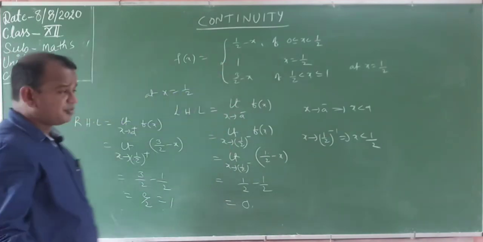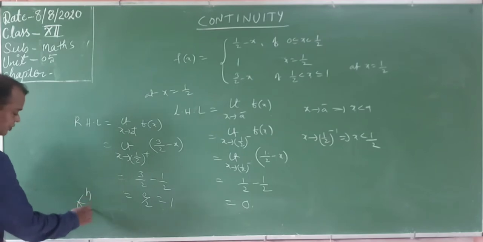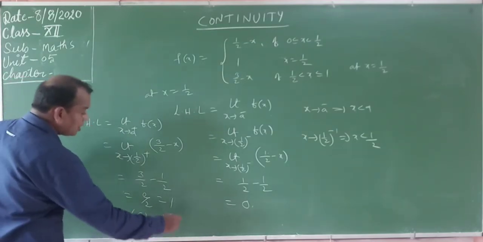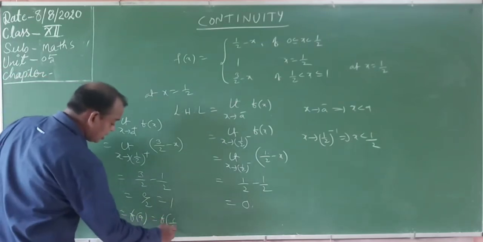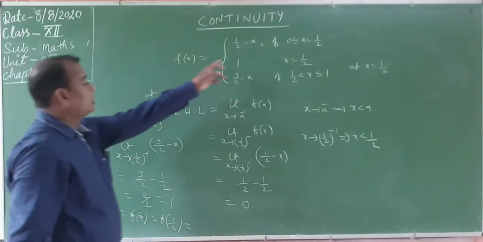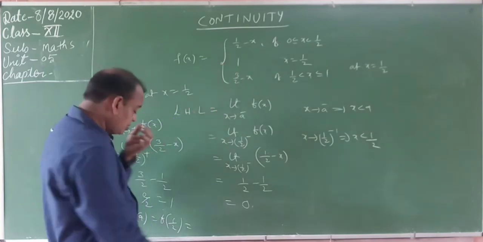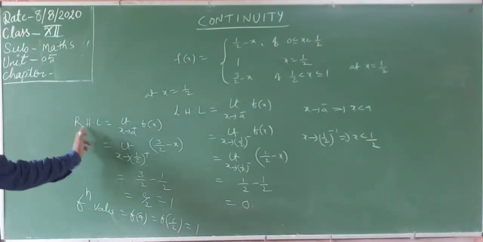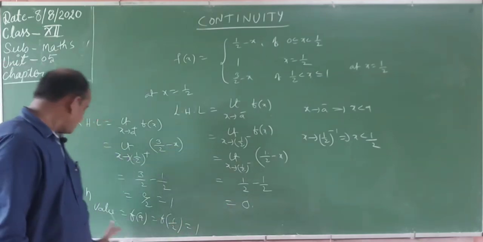Function value, you can also find the function value. Now function value is equal to f of a. X is equal to a means x is equal to 1 by 2. Exactly at 1 by 2, how much is the function? That is equal to 1. Are all equal or not? RHL is equal to 1, LHL equal to 0, function value is equal to 1.